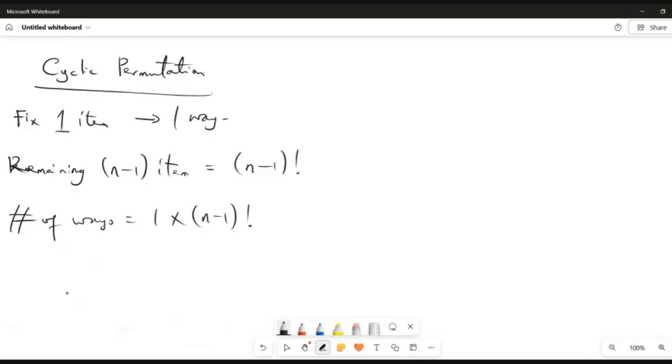Okay, so if you ask, 8 people are having a round table meeting. How many ways can they sit at that round table? It's going to be 1 times 7 factorial. Do you get it? And so on like that. So yes, this one is possible for your level.